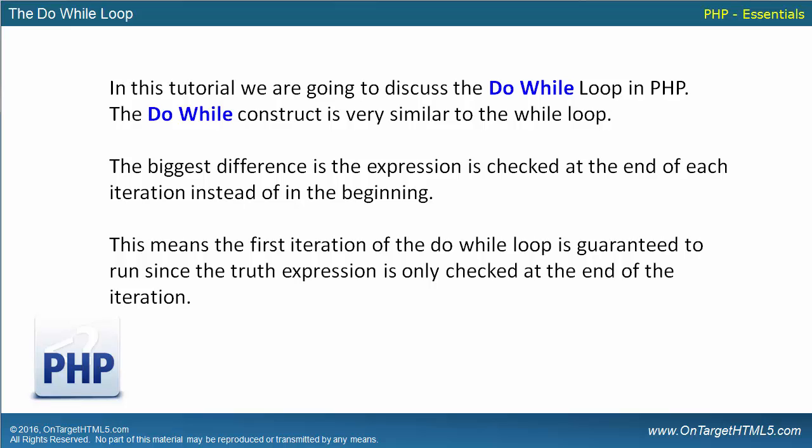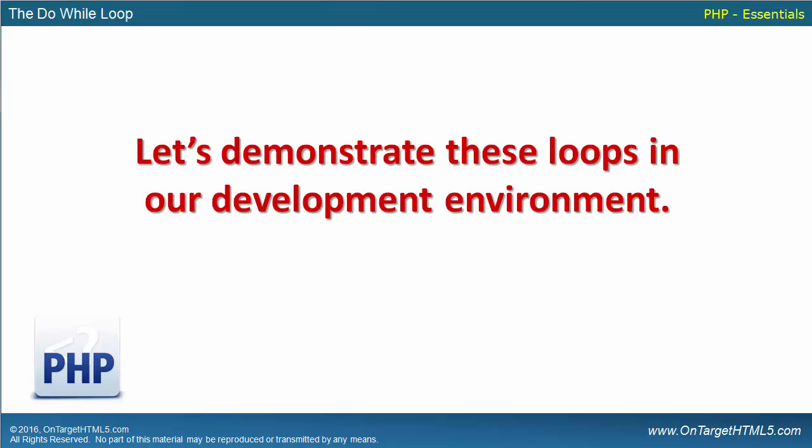And if you don't understand what I'm saying right now, don't worry about it. Once I start demonstrating it in the lab, you'll get it right away. But that is the biggest difference in the do while loop. In the do while loop, the code that's inside your curly braces is always going to execute at least one time, because the truth condition isn't checked till the very end of the first iteration. So let's go ahead and go into our development environment and demonstrate what we've talked about.